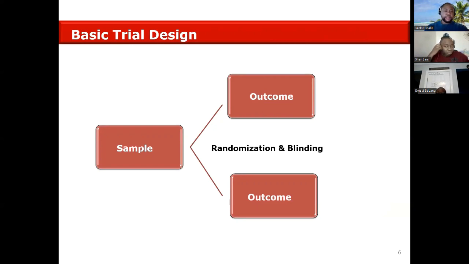Okay. So basic clinical trial design. We have a sample here, we have randomization, then we have two expected outcomes. If we're having randomization and blinding, then we're making sure that we're having two outcomes, because we want to be able to see the outcome for when subjects actually get the treatment and the outcome for when subjects get a placebo or any other form of therapy.